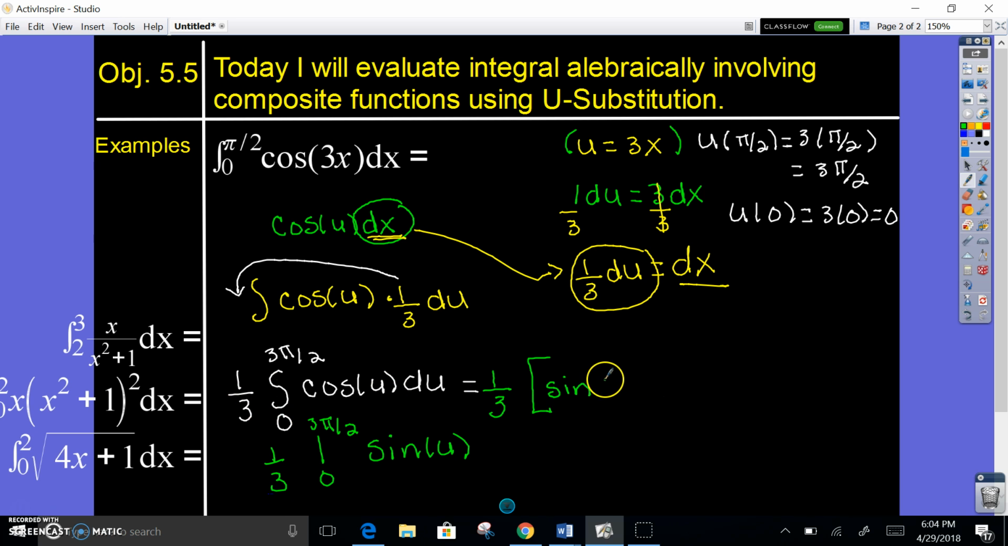So now it's going to be sine of 3 pi halves. Remember, I have to use my new boundaries. Minus sine of 0. Okay? And then whenever I evaluate this, I need to multiply by 1/3. So if you remember, 3 pi halves, that's in the unit circle, that's over here. So that's going to be, for sine, it's going to be -1.